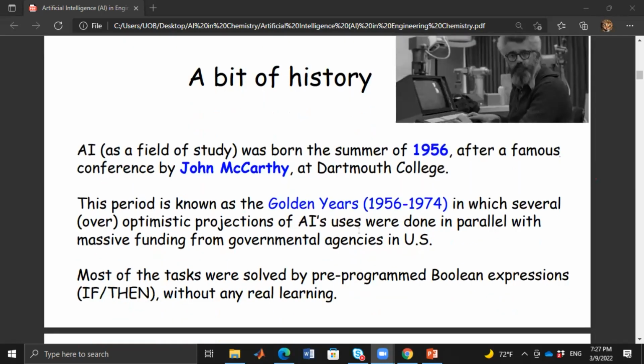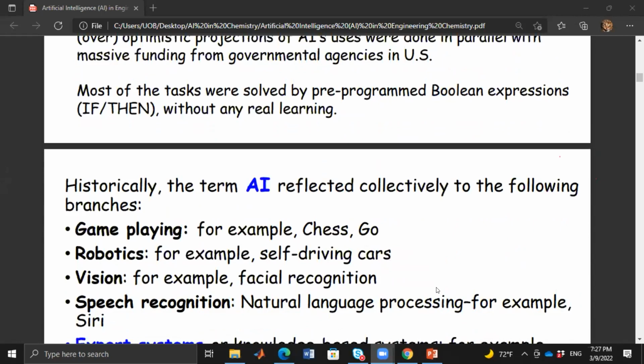After his introduction, there was a period of wide booming of artificial intelligence, which they call the golden years. And during these golden years, the universities took lots of funding from the American government in order to accelerate research around this area. However, it was not in the form that we see now. It was very simple Boolean expressions, if-then rules, trying to achieve a certain objective.